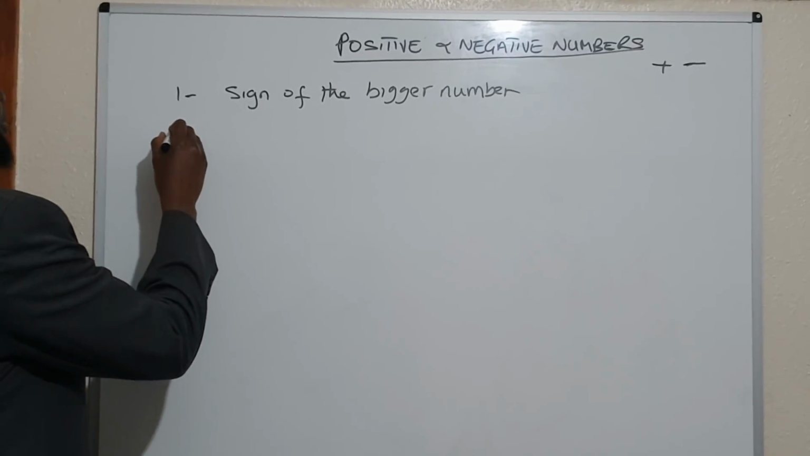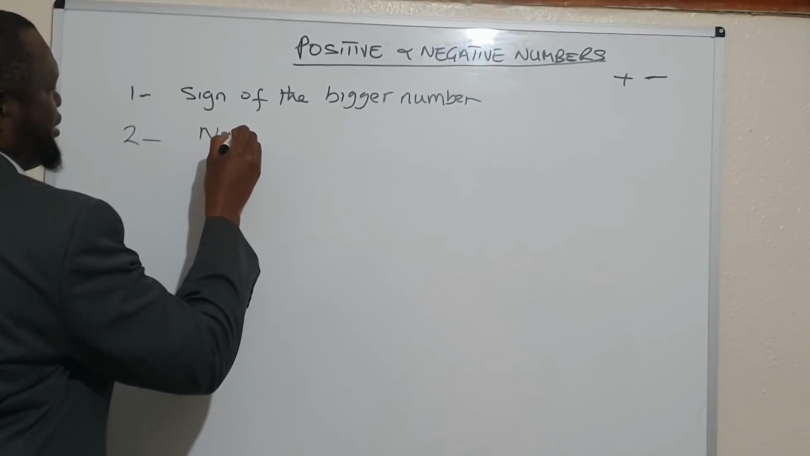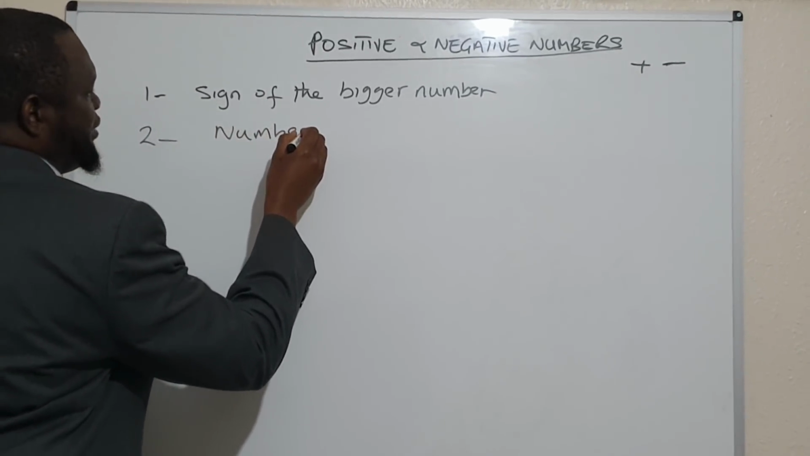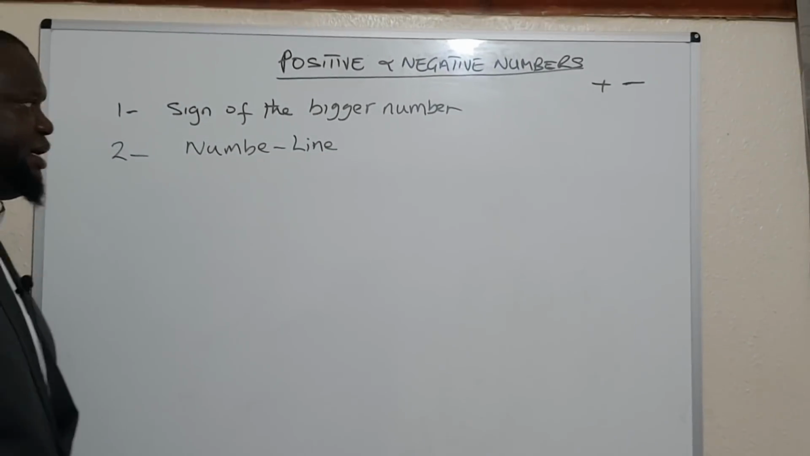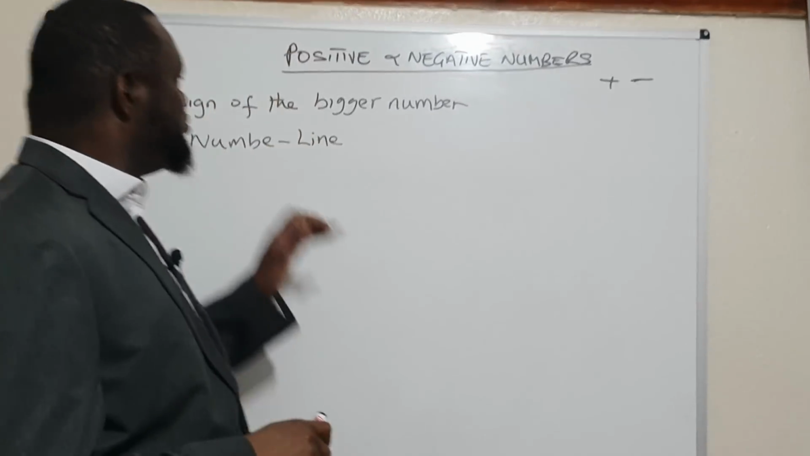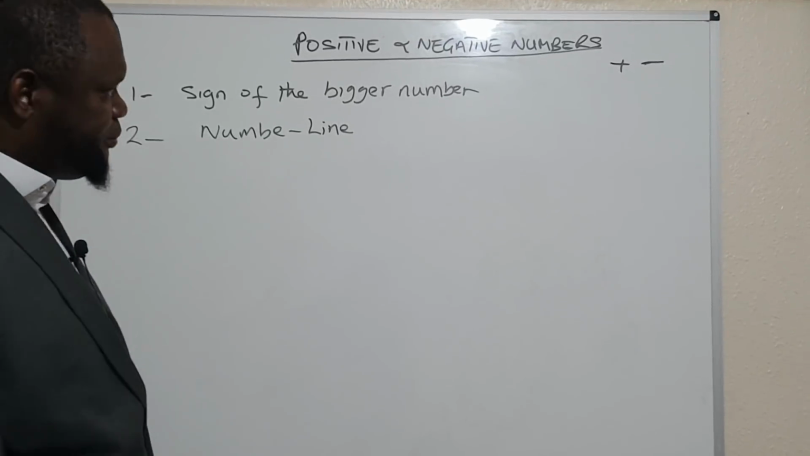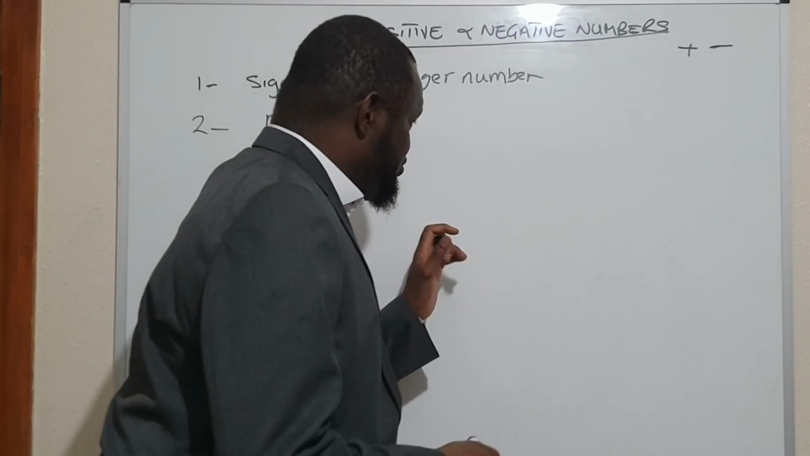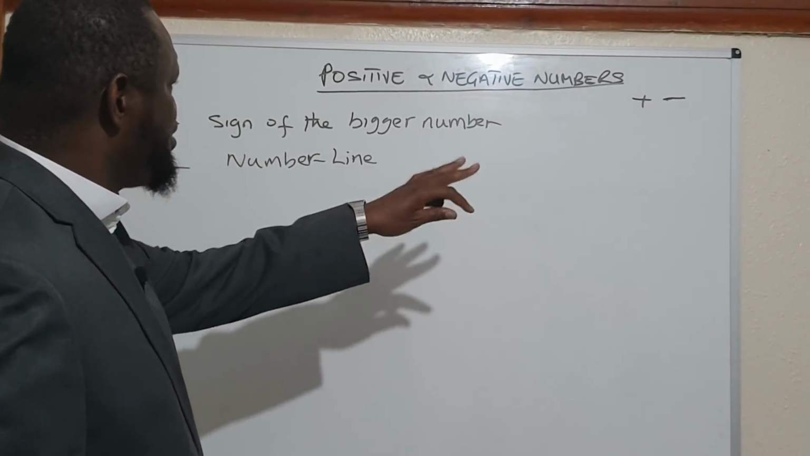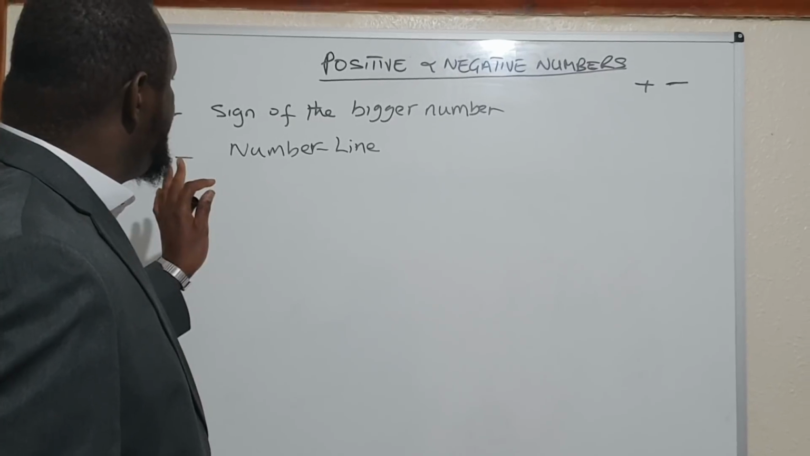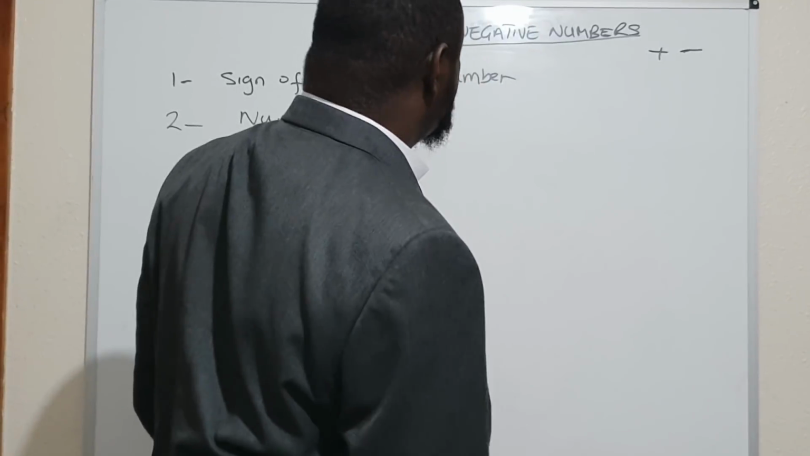And then the second way to deal with this, you'll find this in my textbook. It's called number line. Okay? I think you all know what number line is. These are the two ways I deal with this topic. Sign of the bigger number when you come to plus and minus, and the number line as well. But before, let me give you a small test of how this thing works.